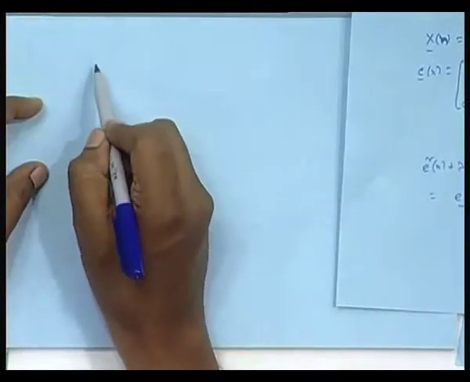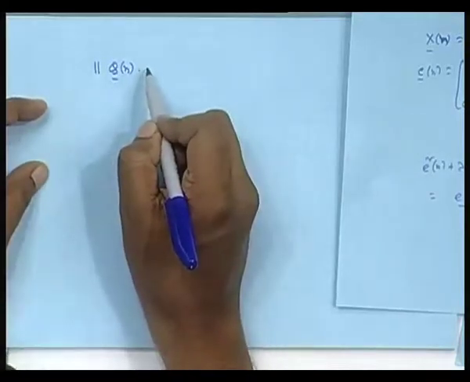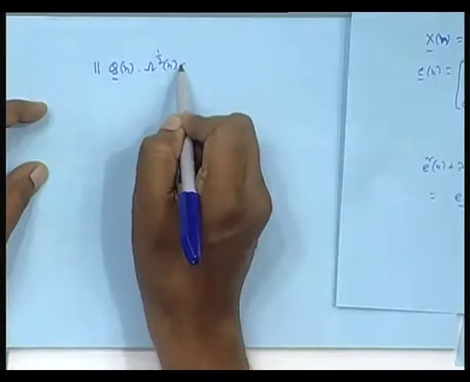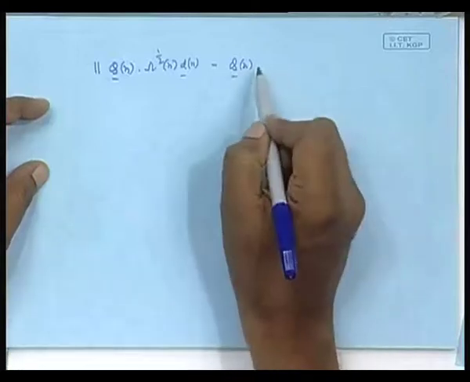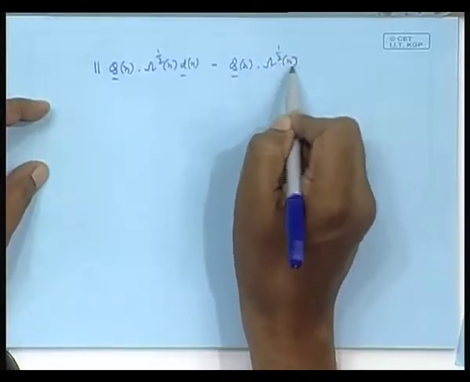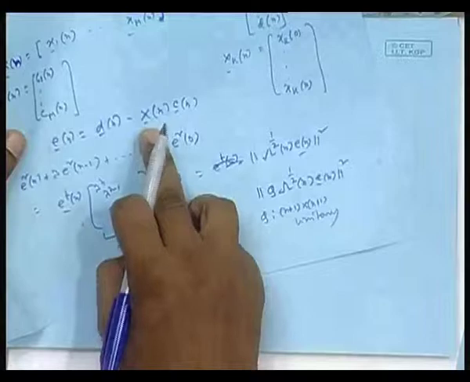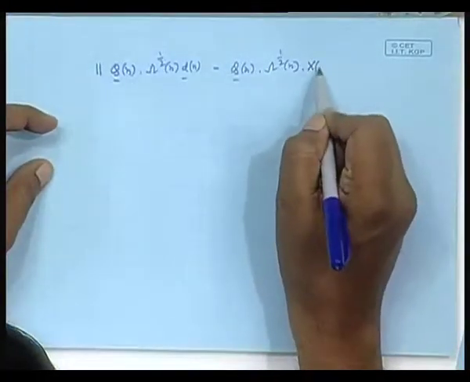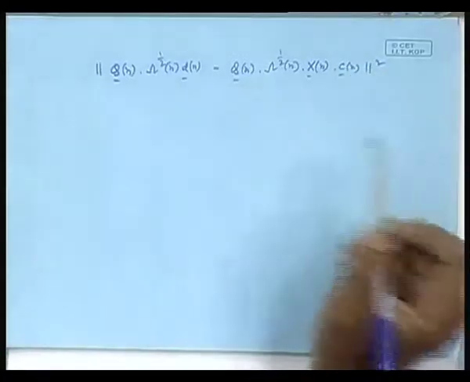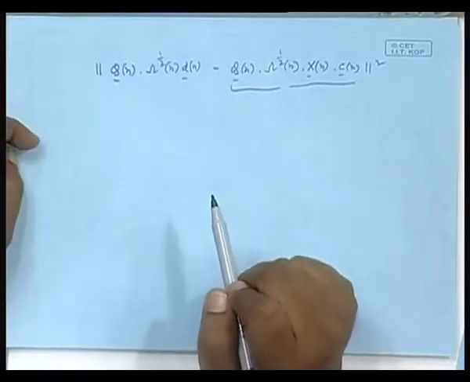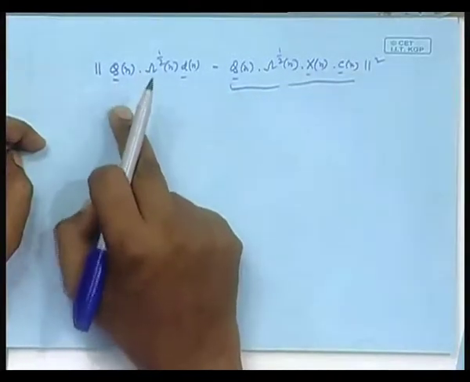That is, I am now minimizing qn into this, minus qn into x and cn, right. This norm square, I have just expanded it. For the time being, you concentrate on this. I will choose q from this side, not from this. Whatever q comes out, that will be simply used here.